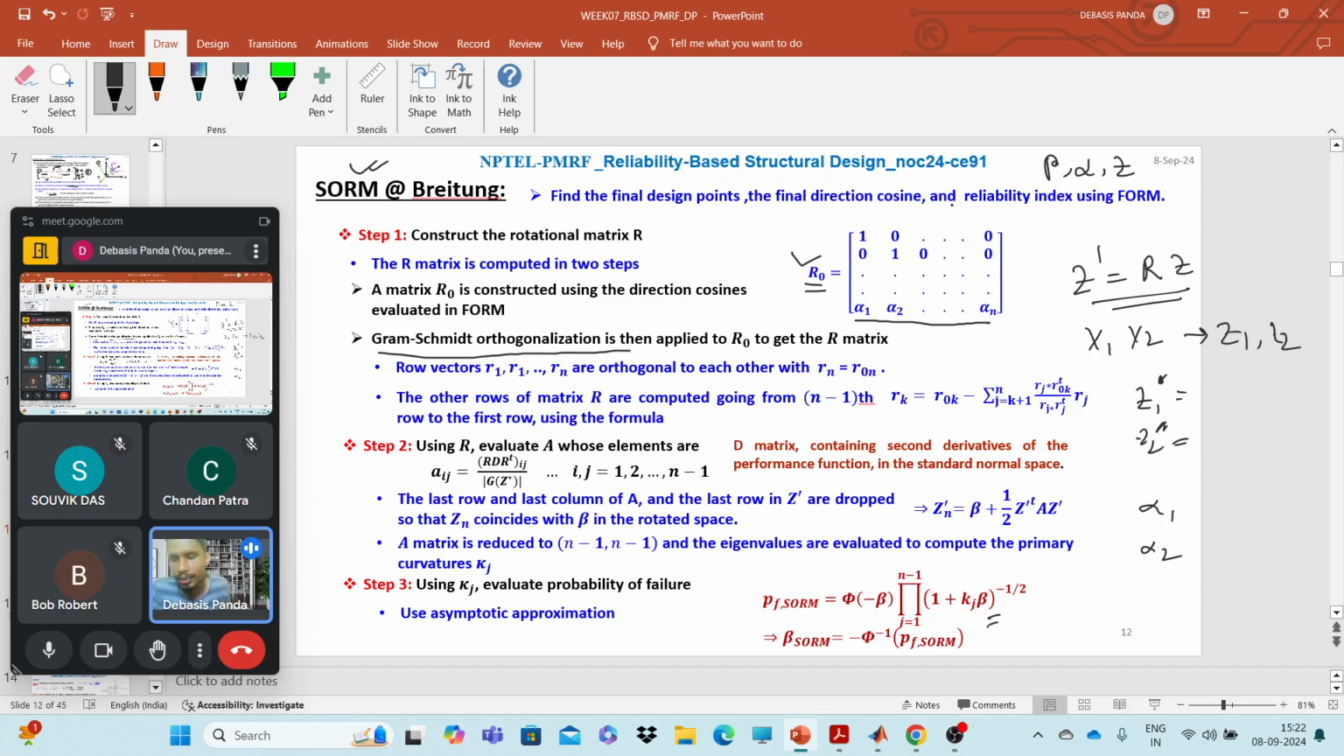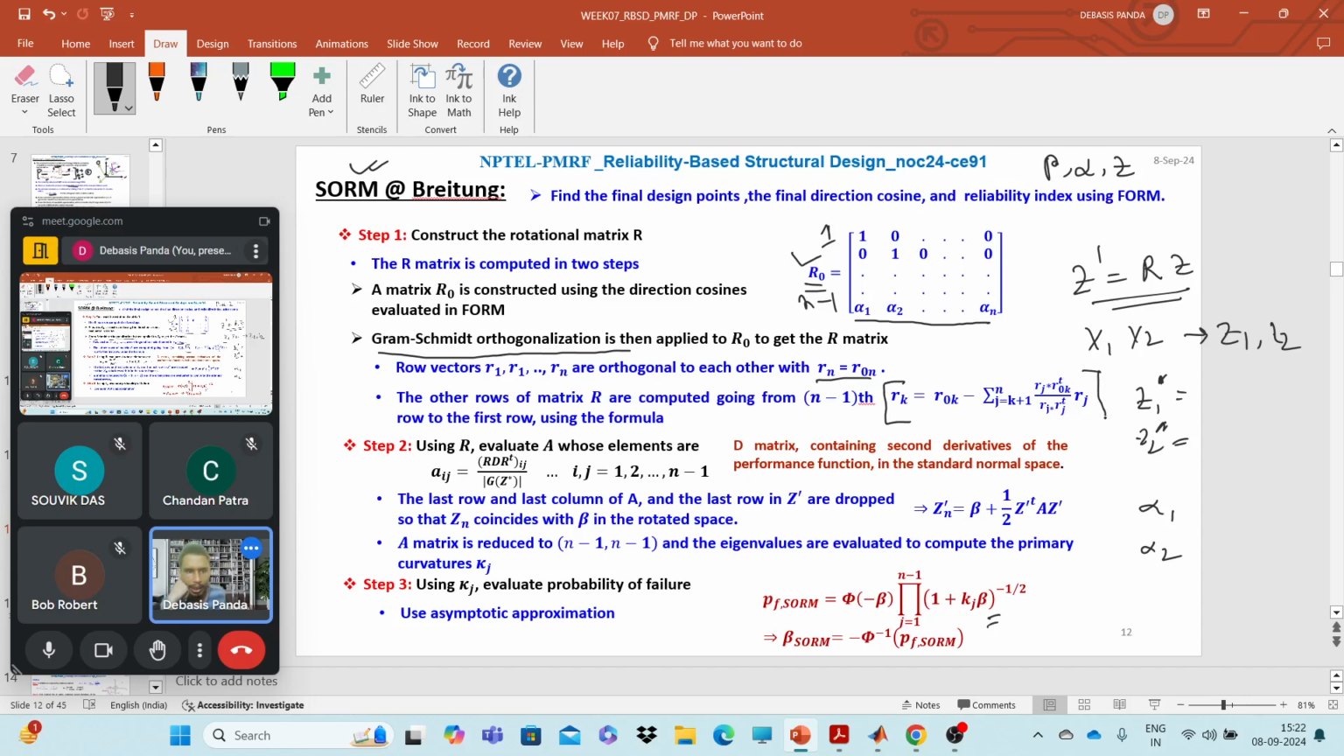So how does this Gram-Schmidt orthogonalization work? Here the row vectors are orthogonal to each other, with Rn equal to R0n. That means the last row will be the same. Then from the n minus 1th row to the first row, the last row we already have from the R naught matrix. Now from n minus 1 to 1, we can calculate the rows using this formula.